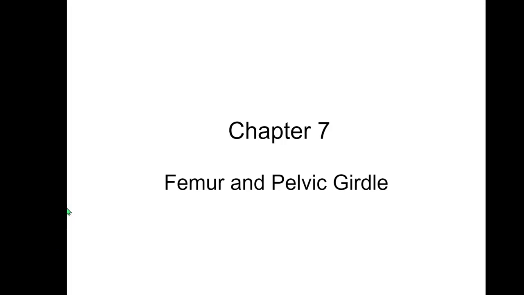Remember, last semester in Procedures 1, in Chapter 6, we learned the lower limb, specifically the foot, the lower leg, and the distal femur. In this chapter, Chapter 7, we'll learn the proximal femur and the pelvic girdle. We'll also discuss the joints of the femur and the pelvic girdle, so specifically the hip joint, the sacroiliac joint, and the pubic symphysis joint of the pelvis. So let's get started.